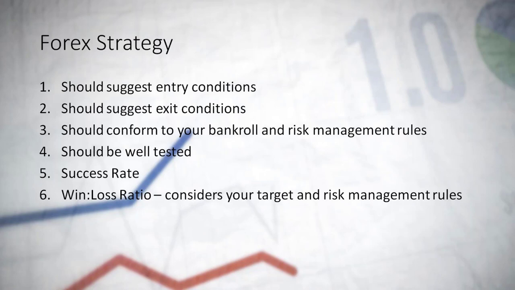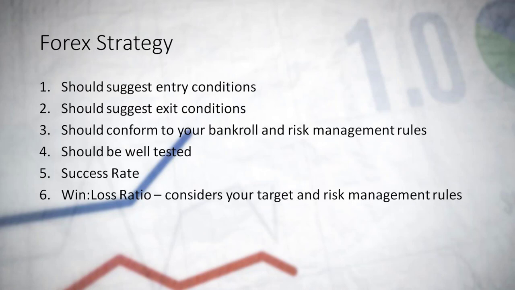Also, your Forex strategy should be 100% conformed to your bankroll and risk management rules that we discussed in the previous two slides. Your Forex strategy should also be well tested and it should be proven that it has a certain success rate. Meaning that, for example, if your Forex strategy has a 60% success rate, this means that out of 100 trades, you will have 60 trades where you have achieved your target and 40 trades where you have not achieved your target. This is a Forex strategy with a success rate.